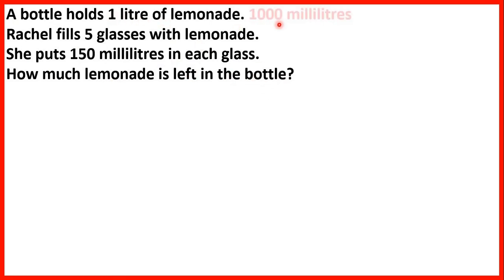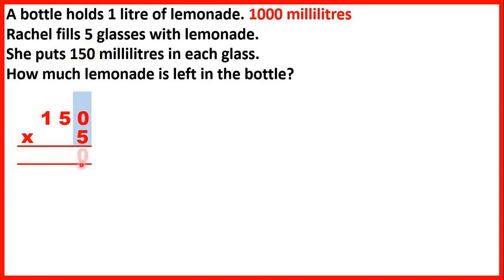So 1 litre is 1000 millilitres, and she's filled 5 glasses with 150 millilitres. So to find how much she's poured out of the bottle altogether, we need to multiply 5 by 150. And that means that she must have poured out 750 millilitres altogether into the 5 glasses.